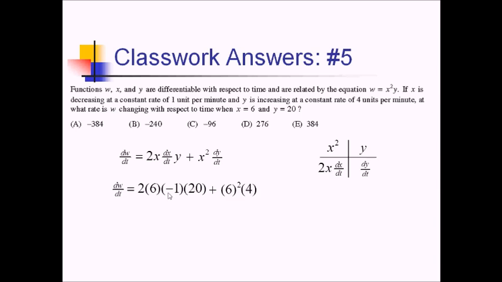So we've got over here, let's see, this is going to be negative 12 times 20, so negative 240. Over here, we've got 36 times 4, which is going to be 144. So we got negative 240 plus 144. That's going to come out to negative 96. And that's going to be, I guess, units per minute. So that gives us answer choice C.